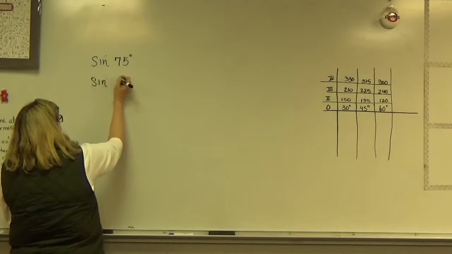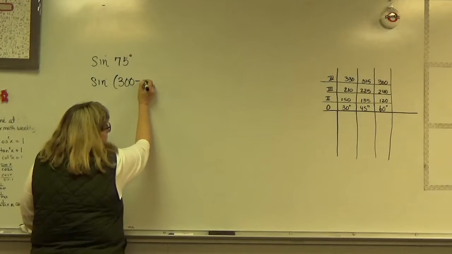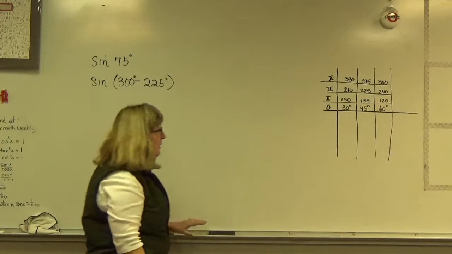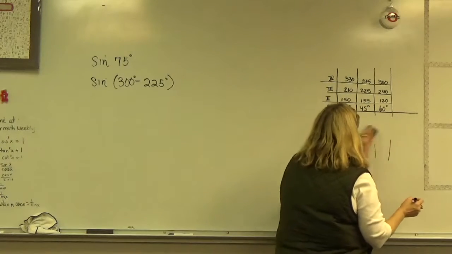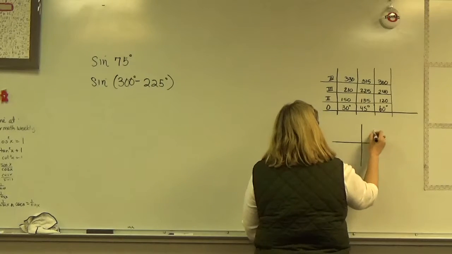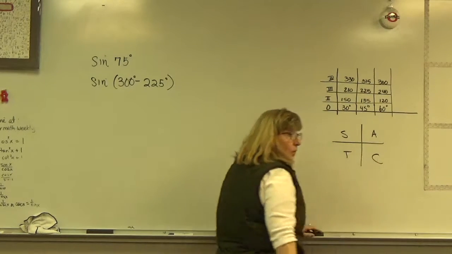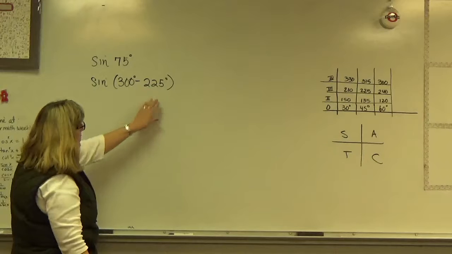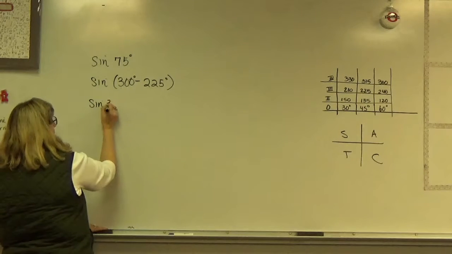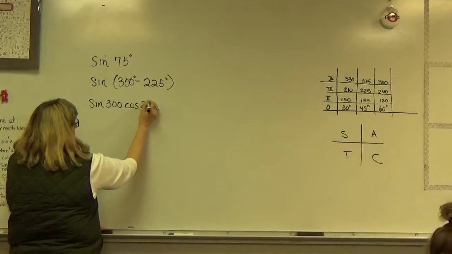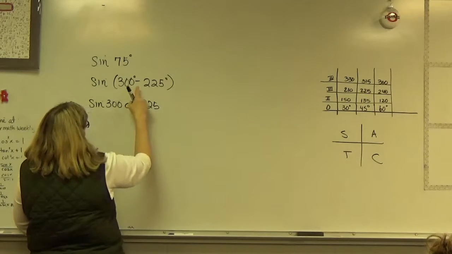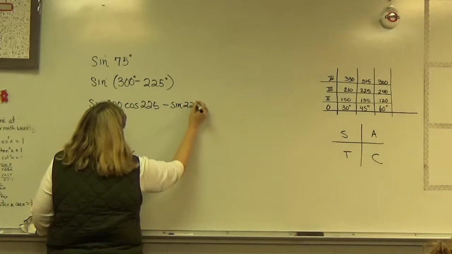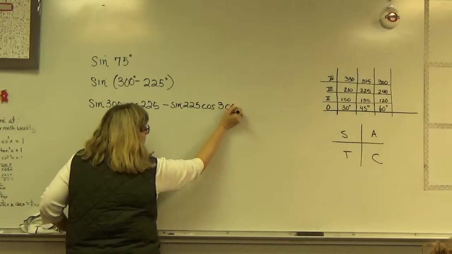So sine, and the reason I want to do this is to show what happens when we're in a different quadrant. If you're in a different quadrant, then you have to worry about the signs: all students take calculus. So if we're using 300 minus 225, that would be sine of the first one, cosine of the second one, plus. On sine, it's the same. So minus sine of the second one, cosine of the first one.